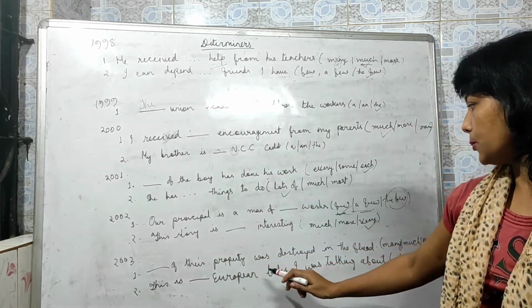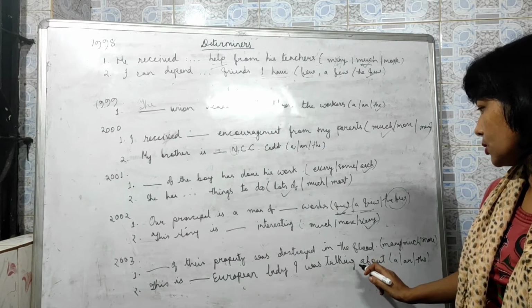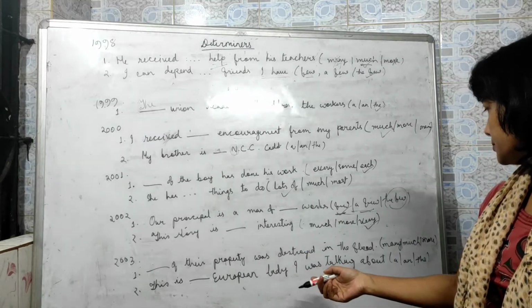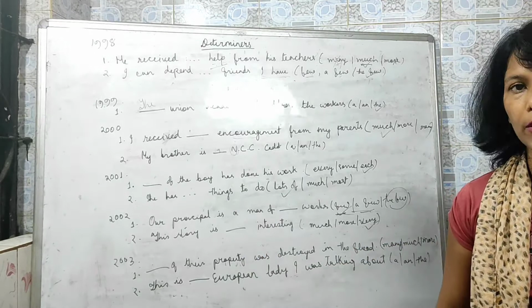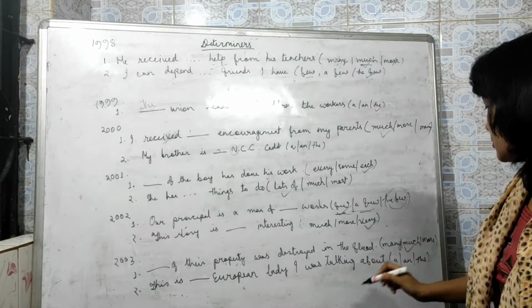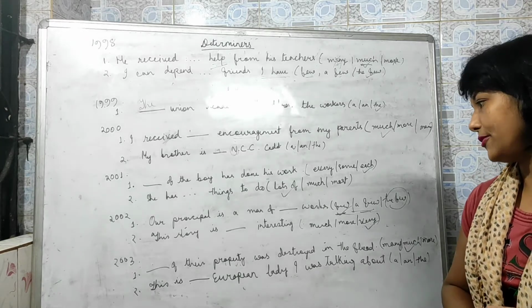2003. Dash of their property was destroyed in the flood. So property may be countable, maybe uncountable, we don't know. So much you use better. Much of their property was destroyed in the flood.